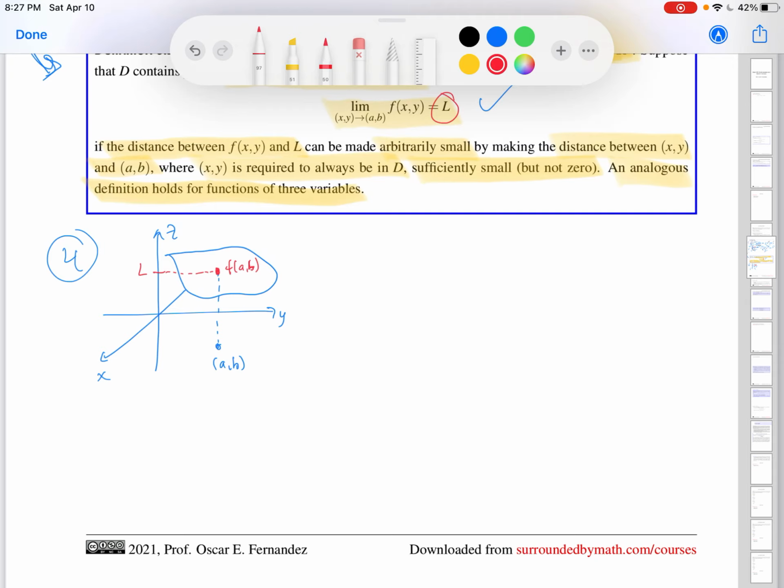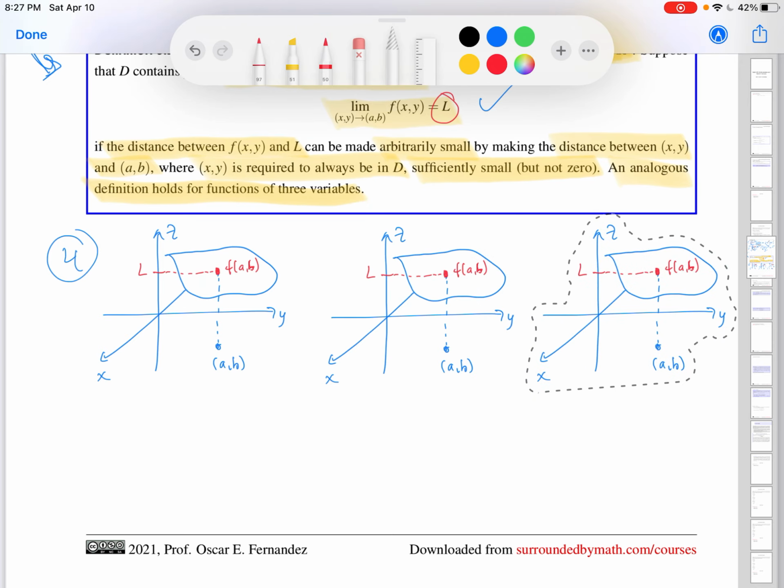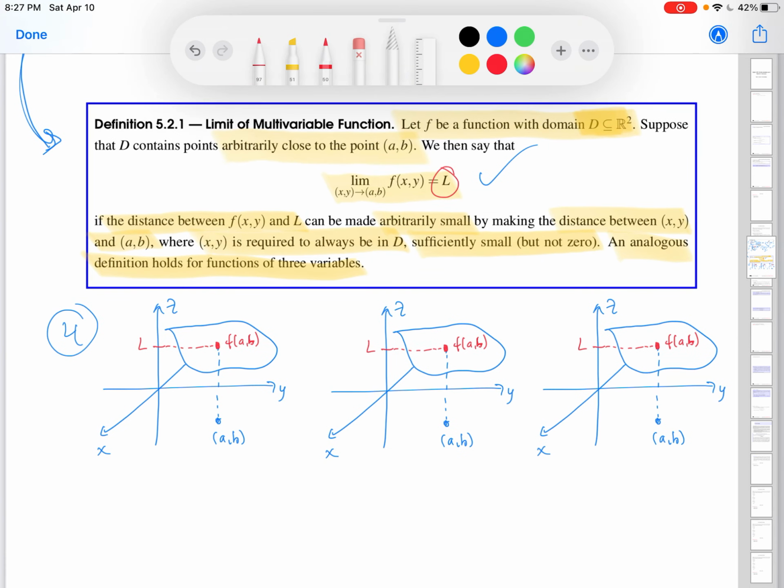Okay, so what am I going to do? I'm going to duplicate this to show you what this definition is really talking about. I'm going to duplicate it twice, so let's move this over here, and then move it one more time. Great. All right, so what's this definition saying? Suppose, removing all this clutter up here, I have a domain D. That's the usual simple assumption. And then suppose D contains points arbitrarily close to the point (a, b).